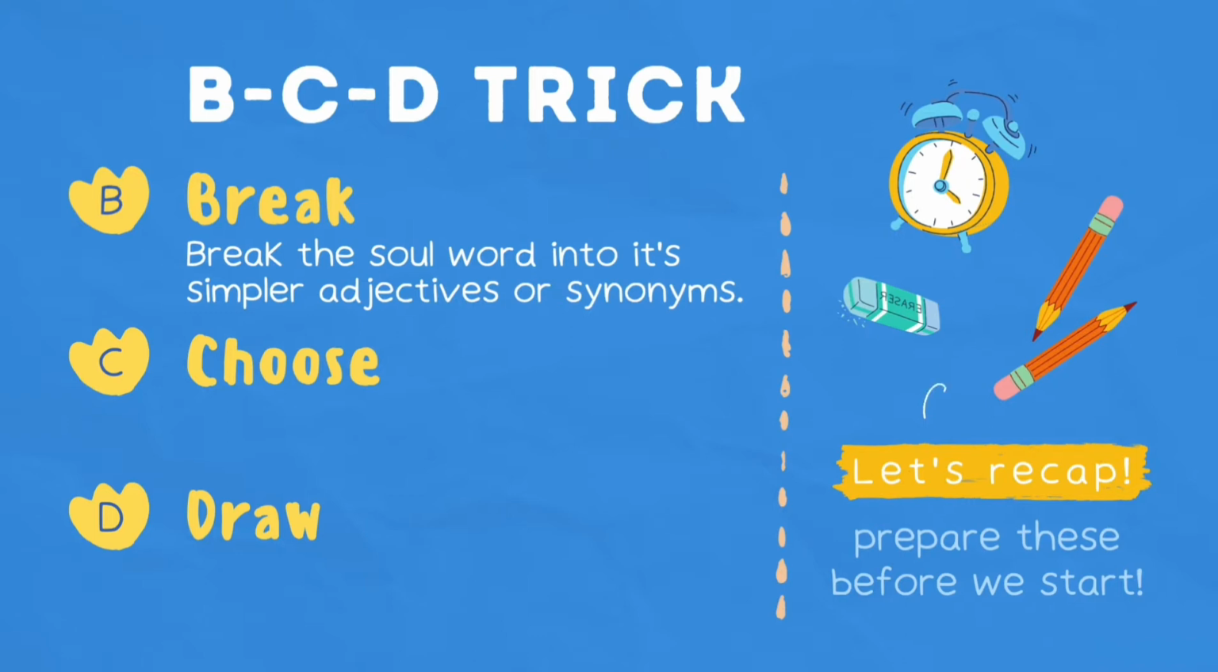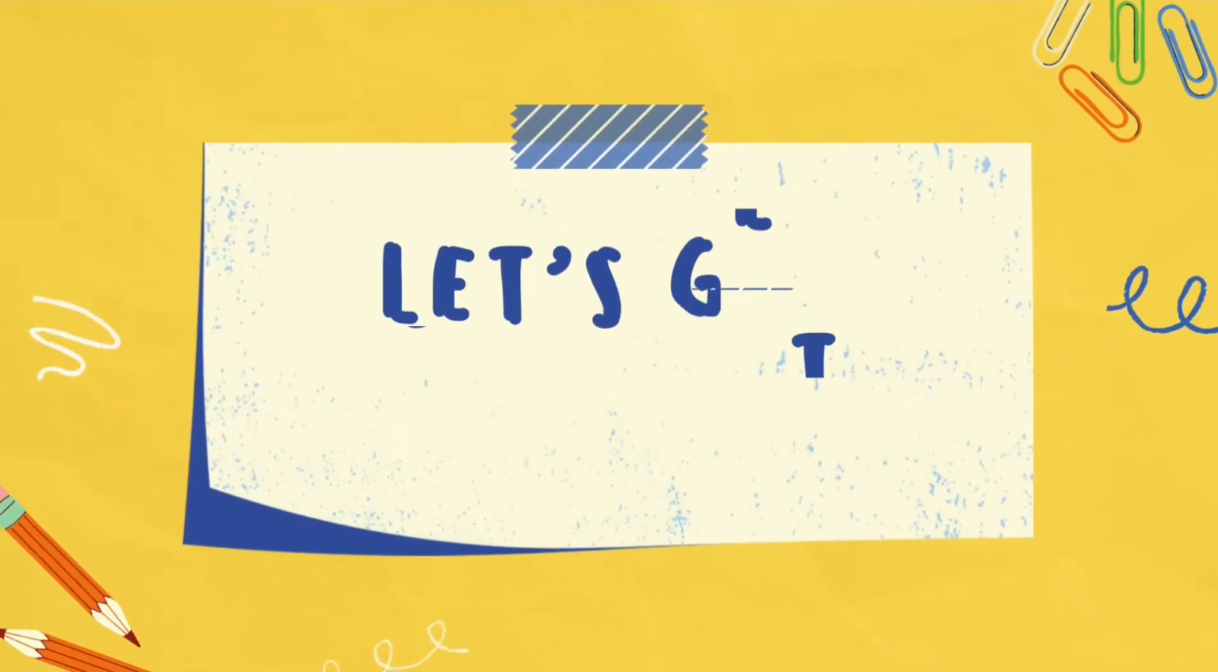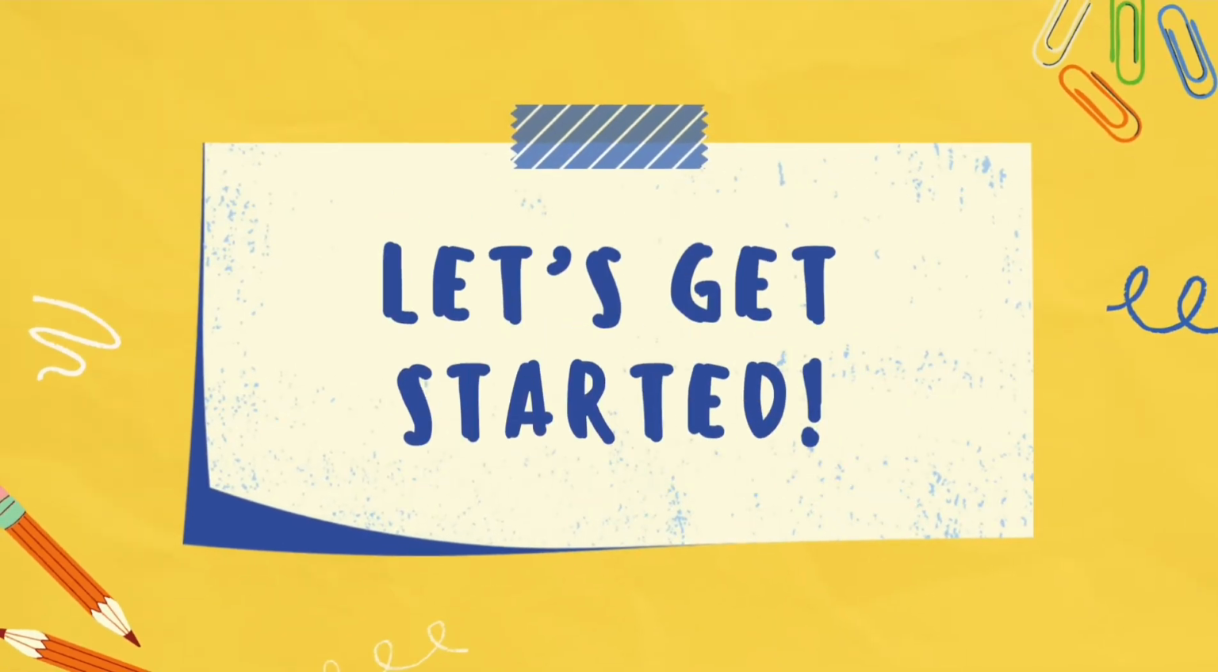While in our second step, that is C for choose, we have to choose the line types that best suit the words that we have derived after breaking the sole word, that are adjectives. After that comes our next step, that is draw. After breaking and choosing, we have to use those lines to draw and form our main component, that is line drawing, which will be depicting our emotions. I hope this quick recap has given you a clear idea of how we will be solving questions. So let's get started with our question series.